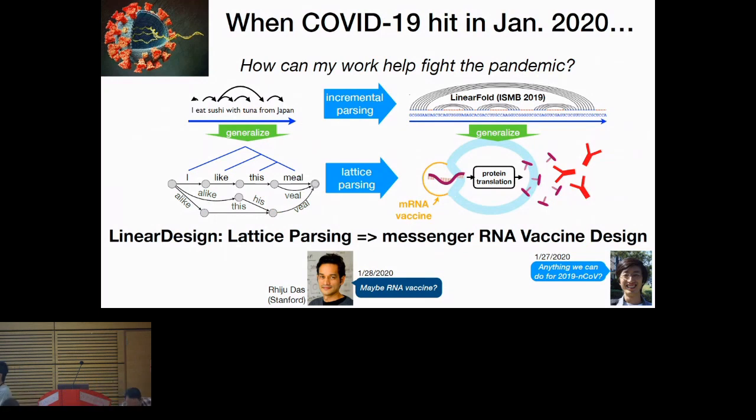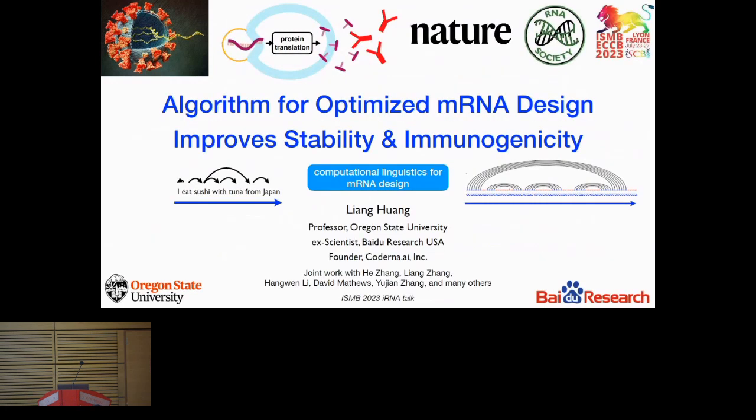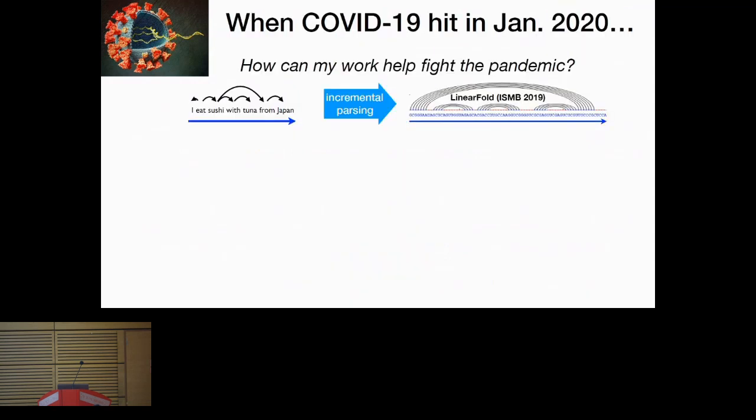Actually, I gave a large part of this talk two years ago. I think you invited me to give a keynote at ISMB at iRNA COSI 2021. But we have a lot more updates since then in this paper, and now it's published in Nature, just a few months ago. So we're talking about mRNA design.